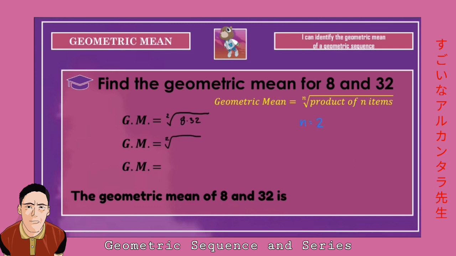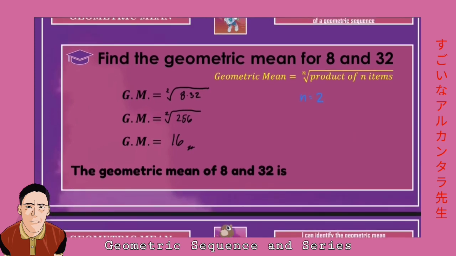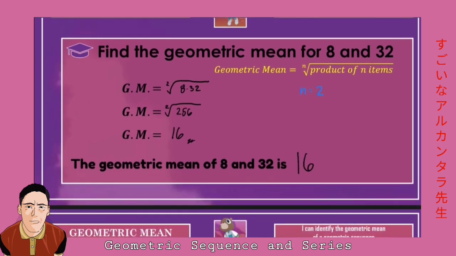It's going to be square root of 8 times 32. Square root of 256. So if you get that, the answer is 16. So that's the one in between 8 and 32. This is the answer. Next. The geometric mean is 16.